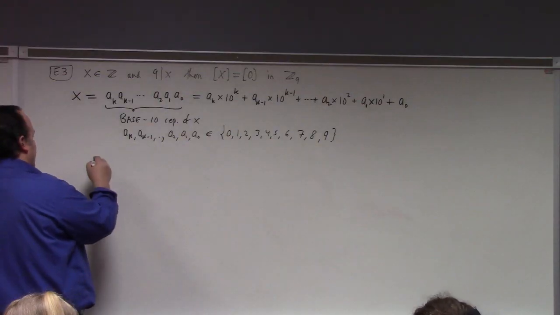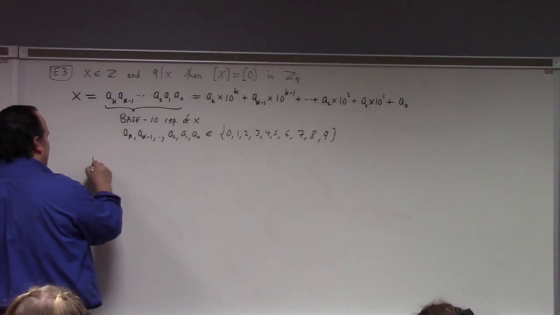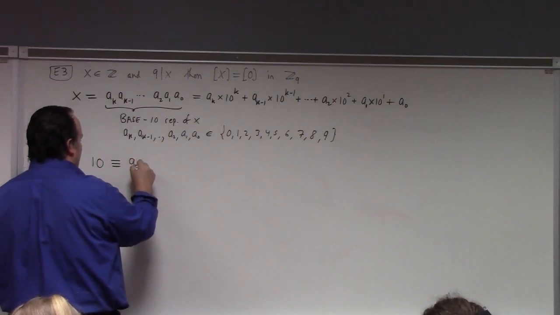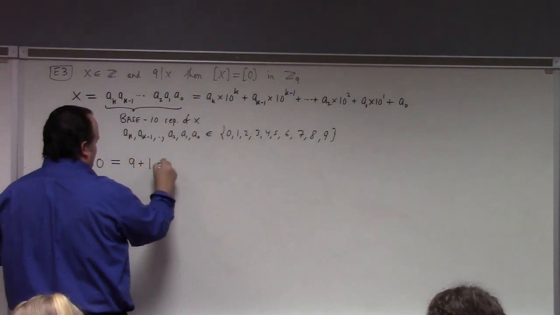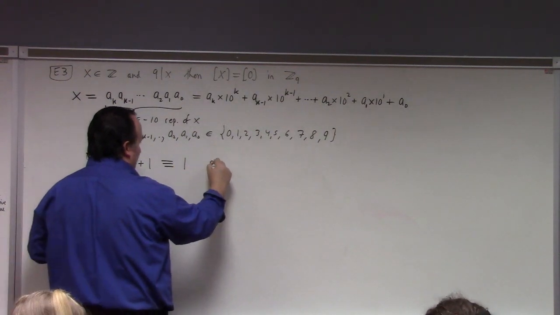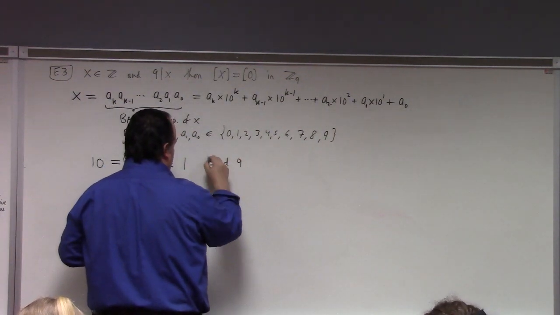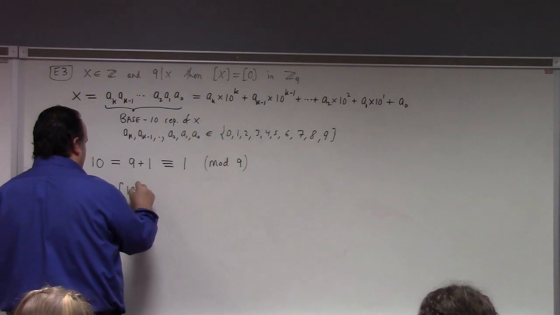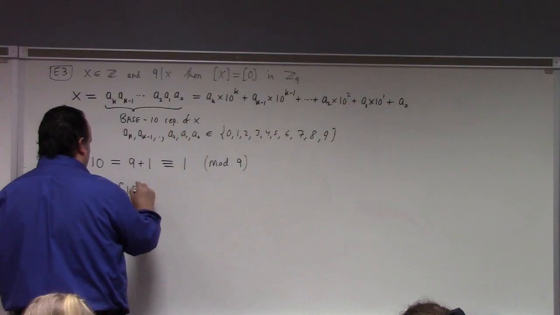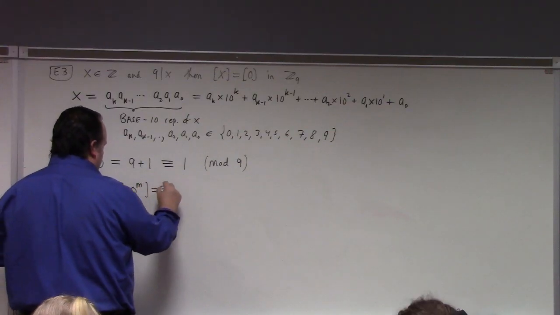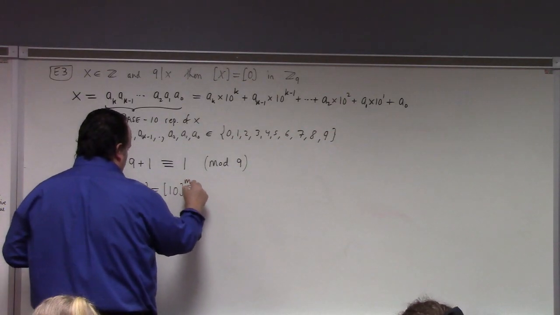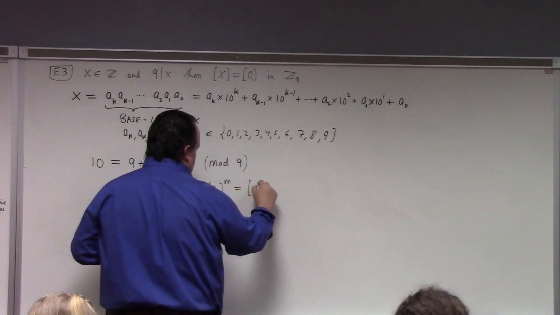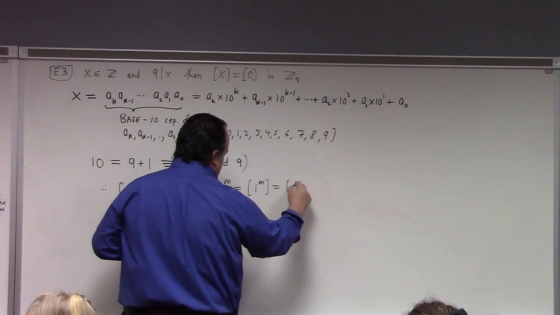So, check this out. 10 is equal to 9 plus 1, and that's congruent to 1 mod 9, right? Therefore, 10 to the power m is congruent to 1 to the m, which is equal to 1.